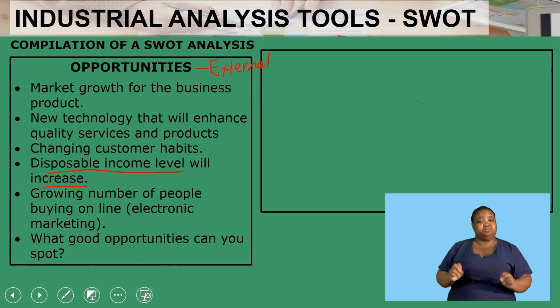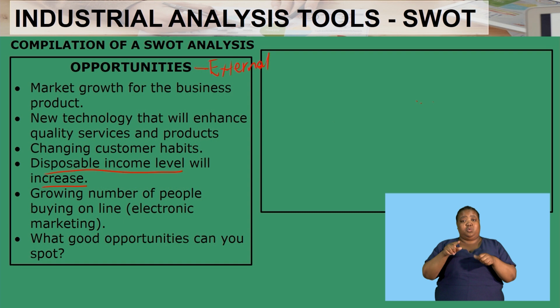So what good opportunities can you spot? As a business, we really want to grow. So how can you grow? Sometimes we can start another branch in another place, or we can buy franchises, and we are growing as a business. So that could be some of our opportunities.